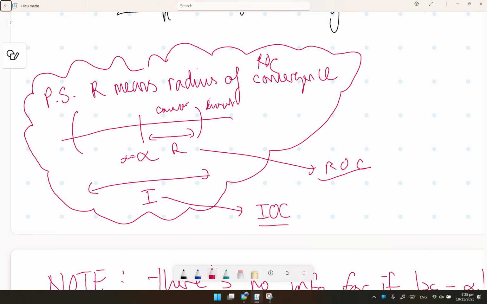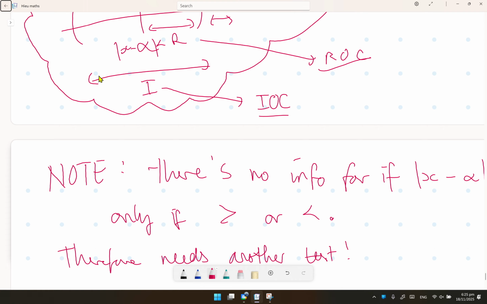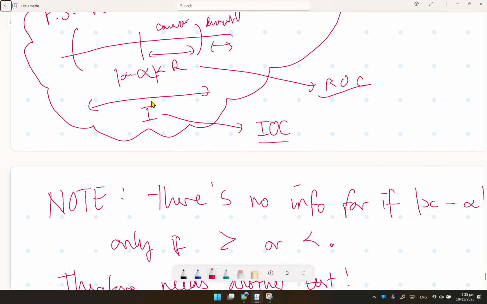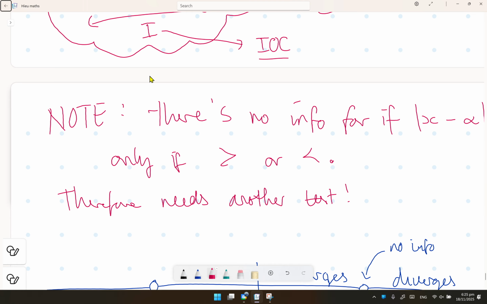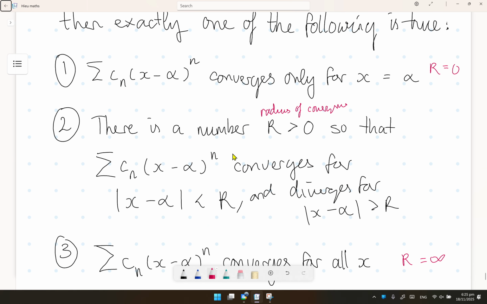So when x minus alpha is less than r, then it's going to be convergent. When it's more than r, it's divergent, which is when it's out here. And this is just to illustrate the interval of convergence and the radius of convergence. They're almost similar, but there's a slight difference between the interval of convergence and the radius of convergence. We're going to see that in a bit. So I want to note that there's no info for when x minus alpha is equal to r. If we look over here, it only says less than or larger than.